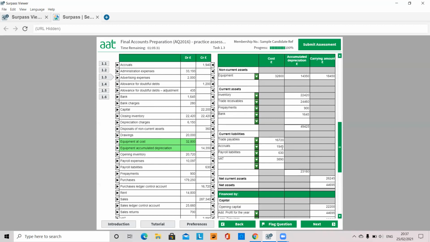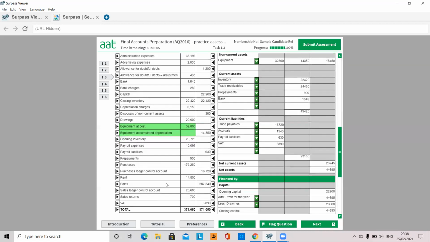Long-term liabilities would be called non-current liabilities, and they would be things like bank loans, mortgages, and so on and so forth. So we've got accruals. Again, check the question, because this one says we've got payroll expenses, which is an expense in your profit and loss account. But we've also got payroll liabilities, meaning we've got £630 that we still owe. So that's why it's a liability. So again, just double check.